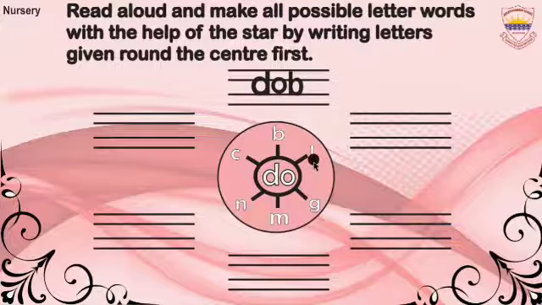Now we merge D, O with letter L. First we will write D, O, then we will write L. D, O, L, doll.